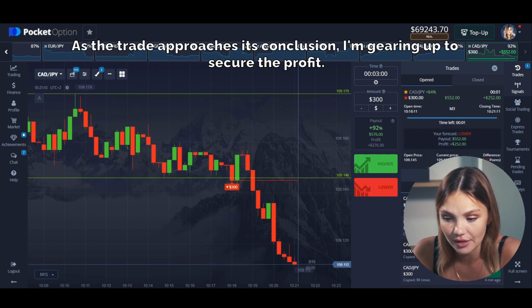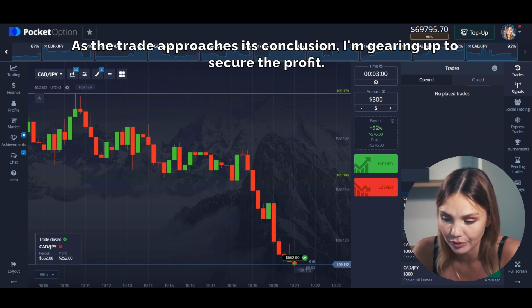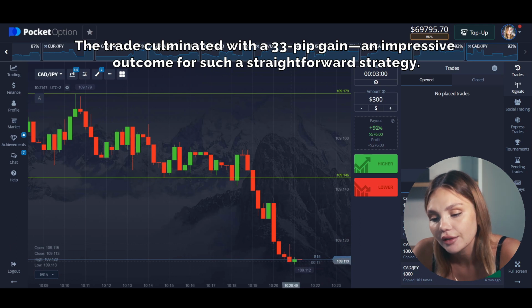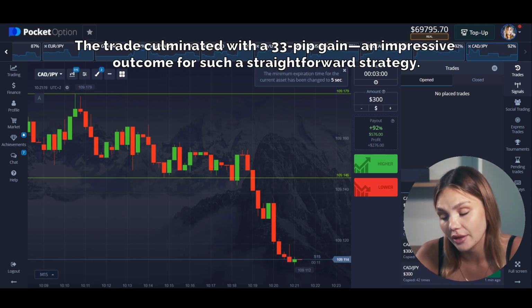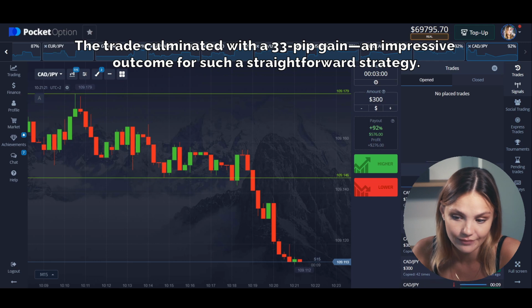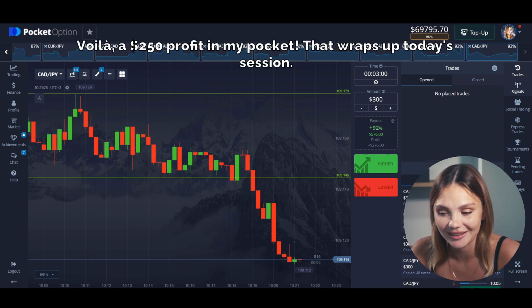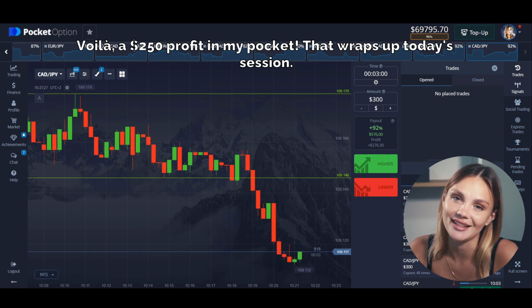As the trade approaches its conclusion, I'm gearing up to secure the profit. The trade culminated with a 33 pip gain, an impressive outcome for such a straightforward strategy. Voila, a $250 profit in my pocket. That wraps up today's session.